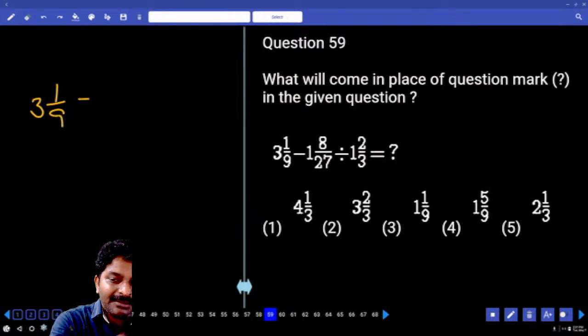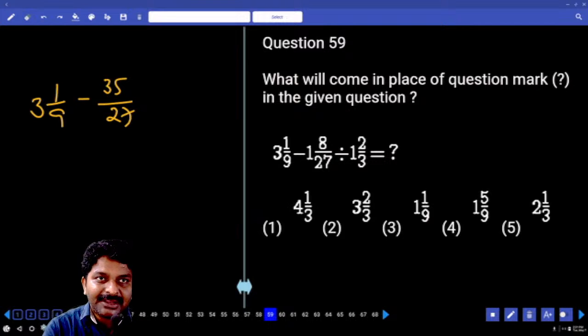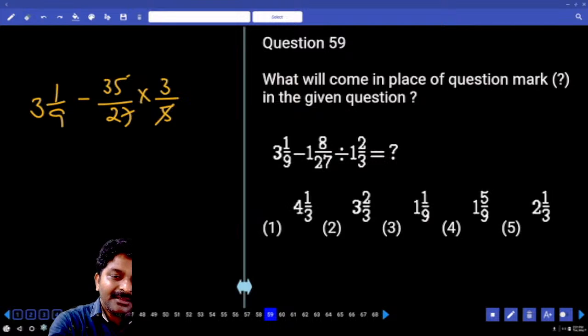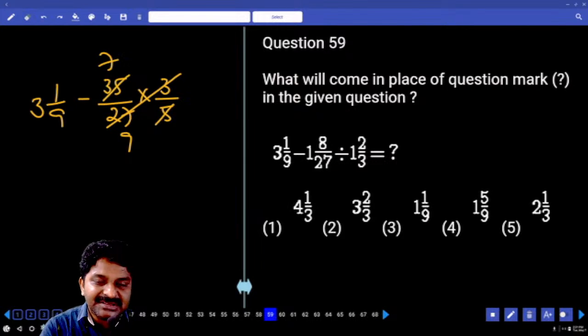3 1 by 9 minus 1 8 by 27. 35 by 27. Divided by 1 2 by 3. 5 by 3 can be written as into 3 by 5. 7 times, 9 times. How much you need to subtract? What fraction we need to subtract? 7 by 9. Instead of 7 by 9, subtract 1, add 2 by 9.